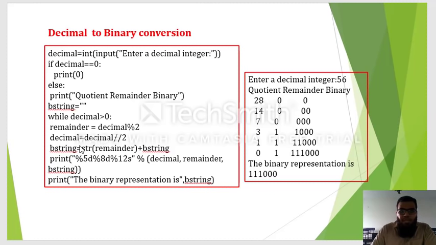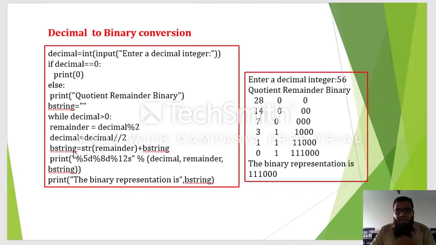Then we need to add this remainder value. We need to convert this remainder into a string plus your b string. B string already contains nothing at the first place. Then again the decimal value will be divided by 2, and you will get the remainder again. Like that the process has to be performed continuously, and finally the result will be stored in b string.